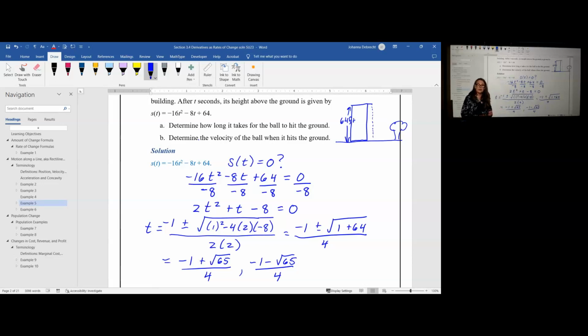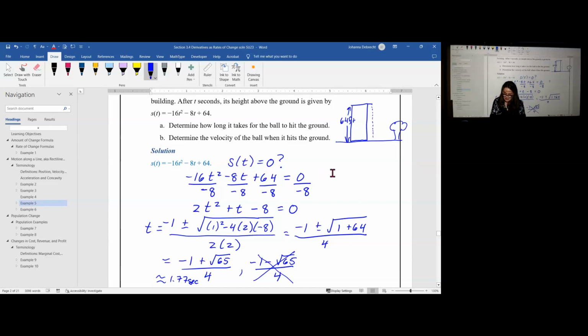Which one? Yes, it is not possible for time to be negative. So even though it solves the equation, it can't represent the time. It's got to be the -1 plus the square root of 65 divided by 4. This turns out to be about 1.77 seconds, but we are not going to use that value in our equation. I expect your answers to be precise. Do not approximate until the last step.